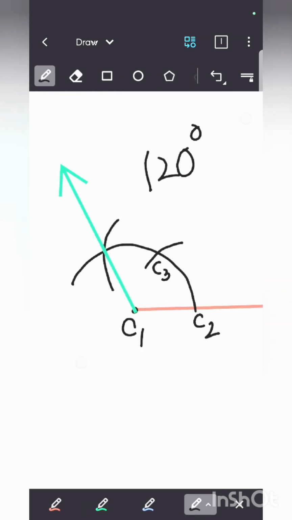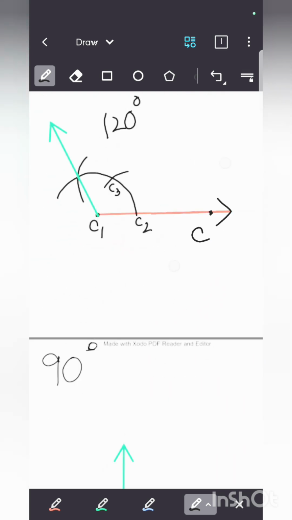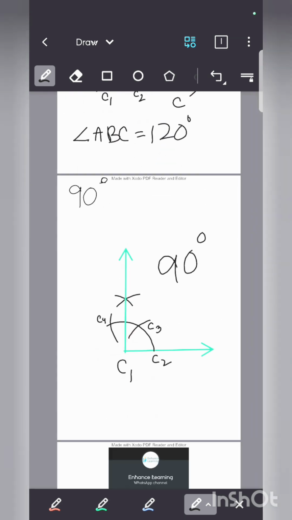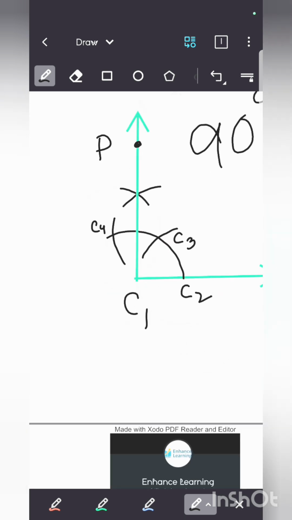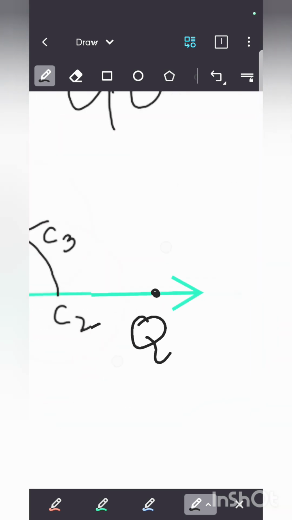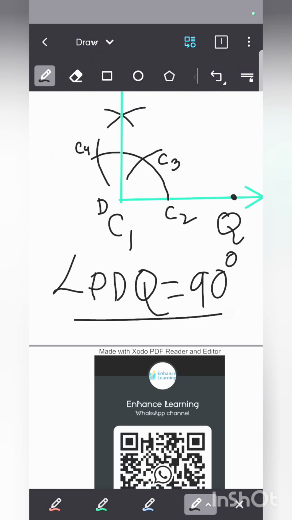Once again, we cannot forget to name it. So we name it A, B, C. The naming is important. And we name it by ABC equals 90 degrees. And similarly, we can name it with any capital alphabet. For naming, we don't use small letters. We only use capitals. You can take P, you can take D there, you can take Q here. Now it is PDQ. And PDQ is the 90 degree angle, and as D is the vertex, it is in the middle.